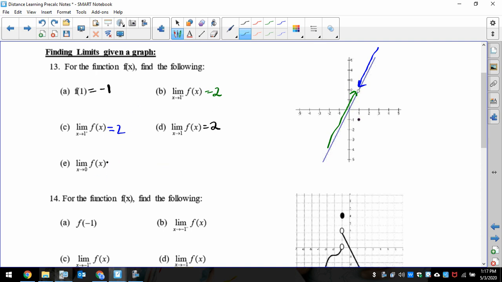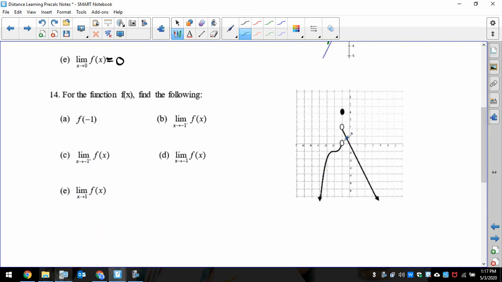So what is the limit at 0? So coming from the left of 0, meets up right there, and coming from the right of 0, it also comes to that same spot. So coming from the left and right, the y value at this spot is 0.